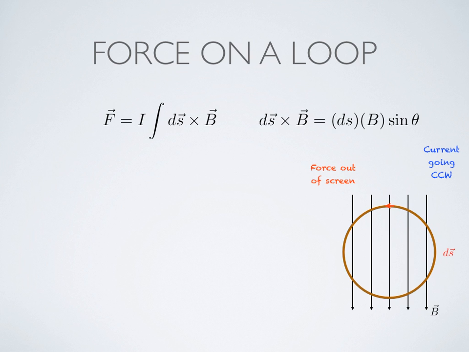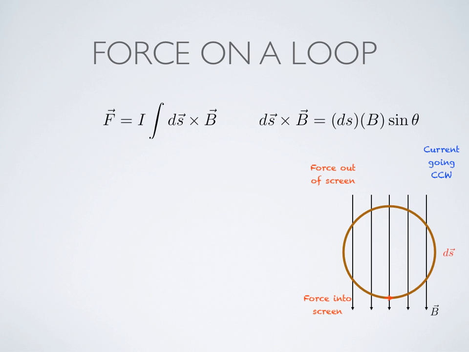Take your index finger and lay it along that red line, and you curl your fingers down to the black lines, your thumb's pointing out at you. So the force up here is just going to be ds times B. If I wrap this guy around to the bottom, I'm going to have an equal but opposite force. Now it's into the screen because my fingers are pointing the other way, so my thumb goes into the screen.